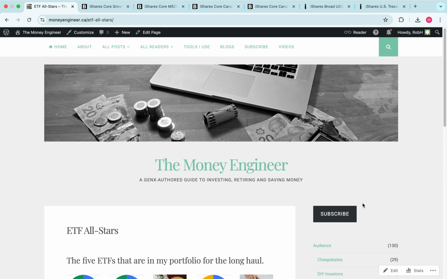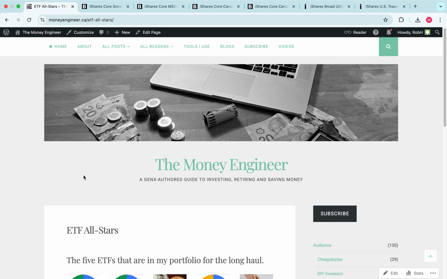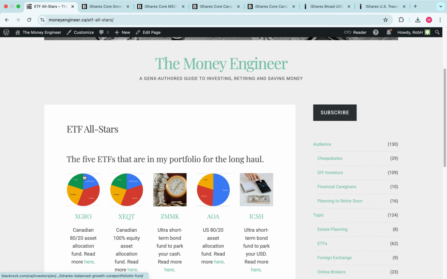Today I thought I'd show you how I build out a page that I feature in my ETF All Stars. Namely, I'll show you how I build out the XGRO breakdown. So if you're not aware, if you go to Money Engineer and navigate to the ETF All Stars here, you see which are the big five ETFs I hold in my portfolio.